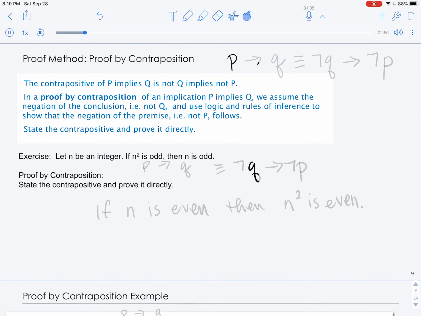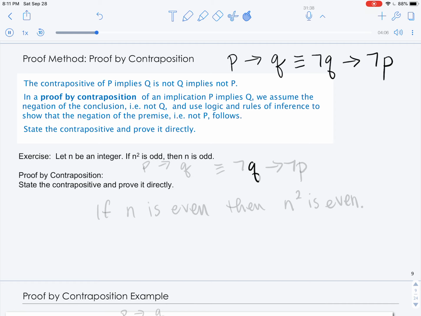In a proof by contraposition, for the implication P implies Q, we assume the negation of the conclusion, that is not Q, and then we use logic and the rules of inference to show the negation of the premise, that is not P. Another way to think of this is that we state the contrapositive and we prove it directly. This works because the implication is logically equivalent to the contrapositive, and you can convince yourself of that by looking at the truth tables for both.